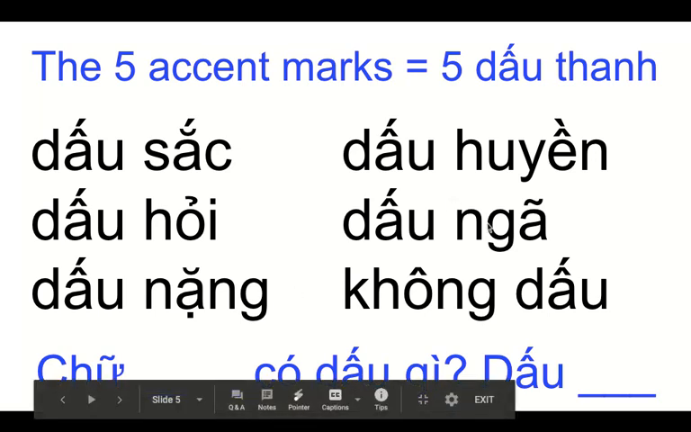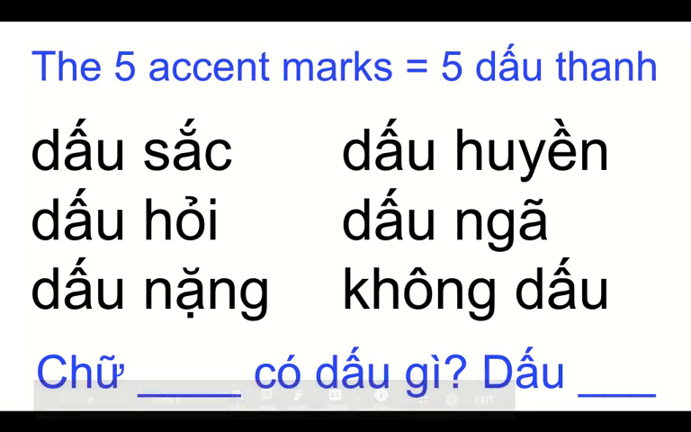And then also you notice dấu ngã sounds long, right? Dấu nặng sounds short. Không dấu means no accent mark. So we will go over which words technically don't have a tonal accent mark.